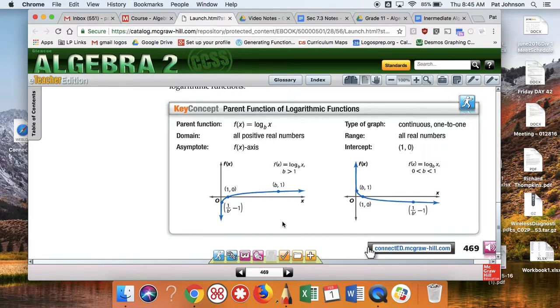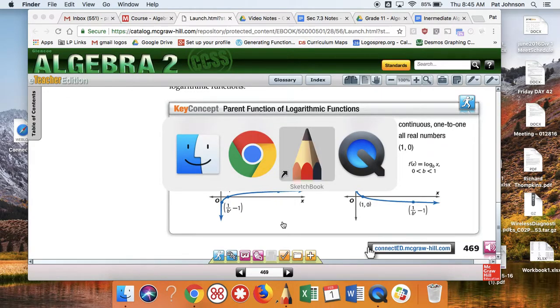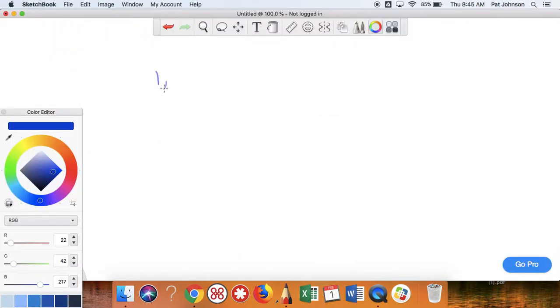Domain means x greater than 0 because we have an asymptote. It doesn't go past, it approaches 0, but never touches 0 or goes past it. Range is all real numbers, and again, the intercept is 1, 0. And notice the 3 coordinates. It still uses the 3 coordinates of 1 over b, negative 1, and 1, 0, and b, 1. The difference between the logarithm and the exponential is the x's and y's are reversed. But it's the same coordinates.